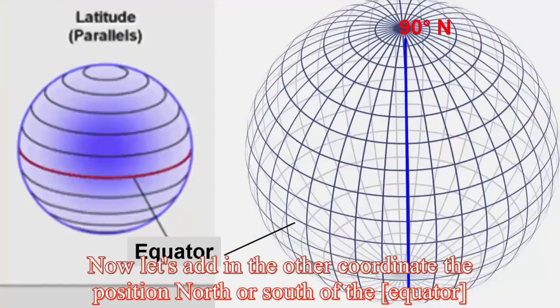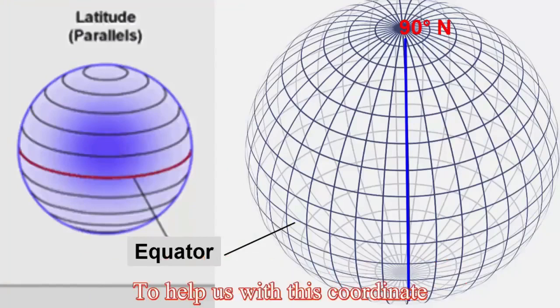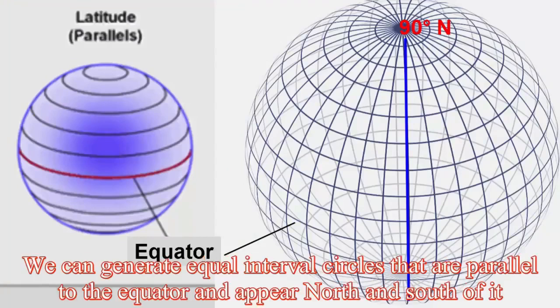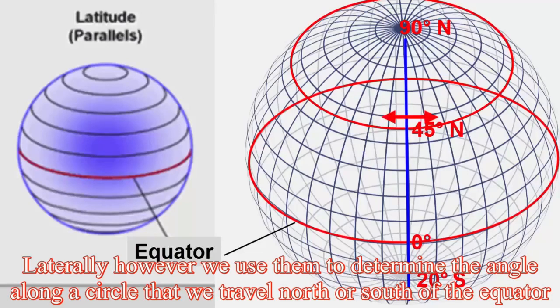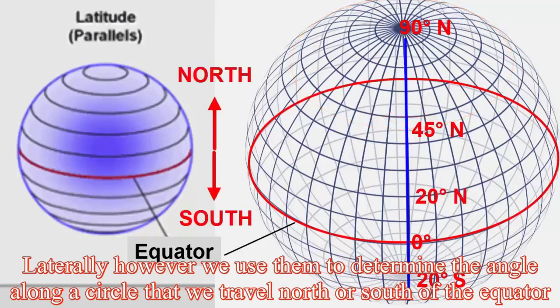Now, let's add in the other coordinate, the position north or south of the equator. To help us with this coordinate, we can generate equal interval circles that are parallel to the equator and appear north and south of it. We call these latitude because they run east-west or side to side laterally. However, we use them to determine the angle along a circle that we travel north or south of the equator.